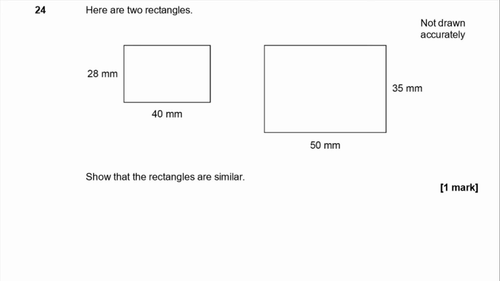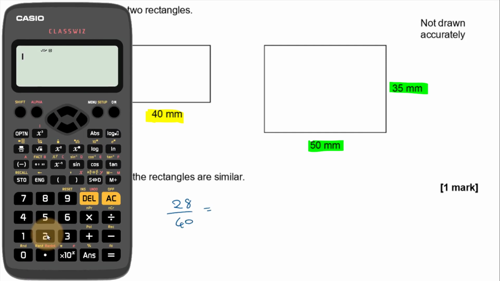Question 24. Here are two rectangles. We need to show that the rectangles are similar. Now, if two rectangles are similar, it means that their sides are in the same ratio. And that means if I take this one and divide it by this one, I should get the same answer as if I take this one and divide it by this one. If I do, then they're in the same ratio. Otherwise, they're not. Okay? So what is 28 over 40, if I write that down as a fraction and then simplify it?